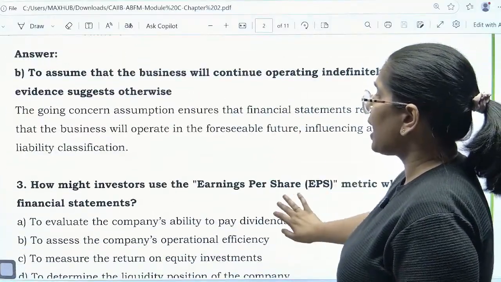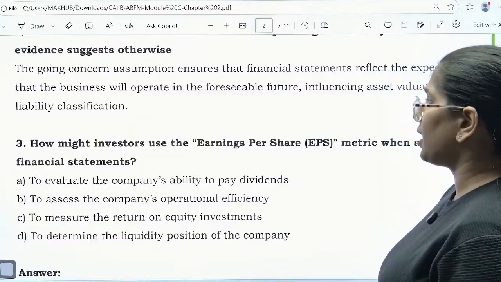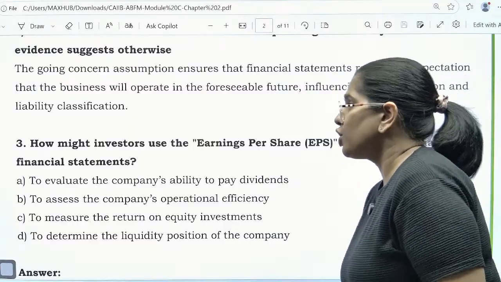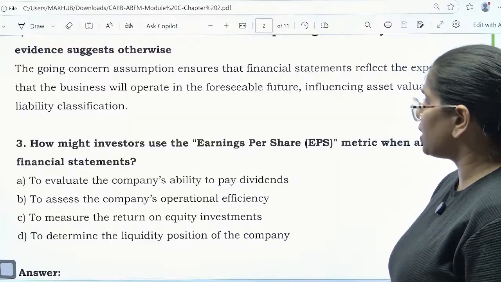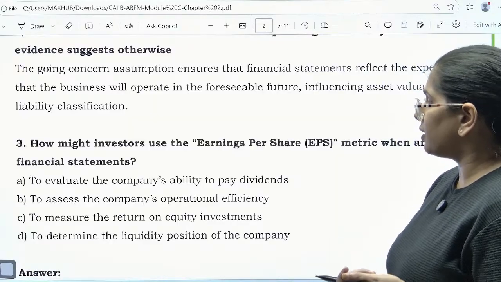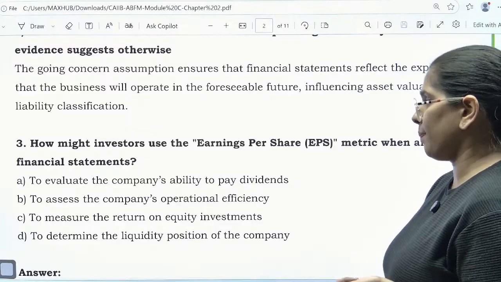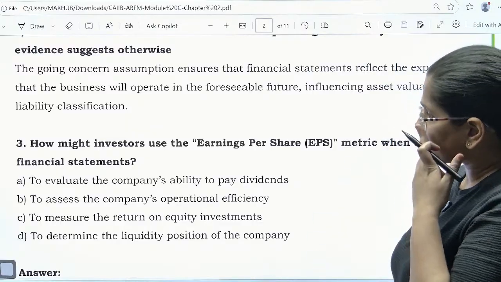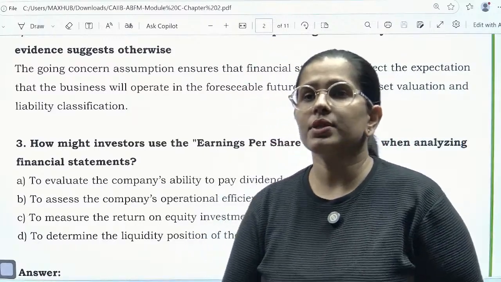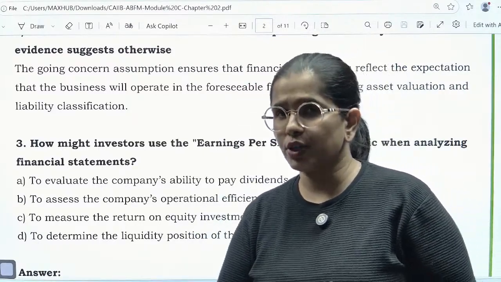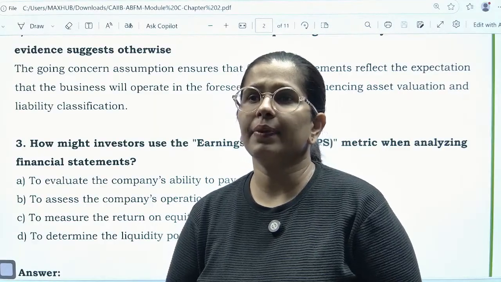Now, next is: how might investors use the EPS metric when analyzing the financial statement? To evaluate the company's ability to pay dividend; to assess the company's operational efficiency; to measure the return on equity investments; or to determine the liquidity position of the company. So over here, see, this comes from financial management topic also. Okay, this earning per share metric will come from the FM topic.